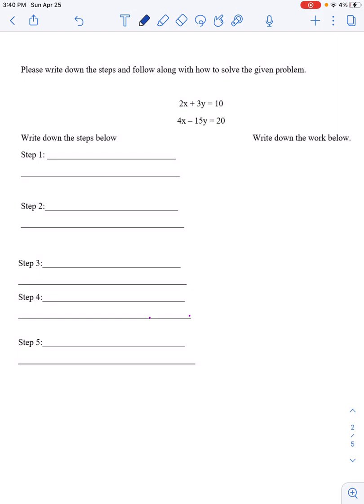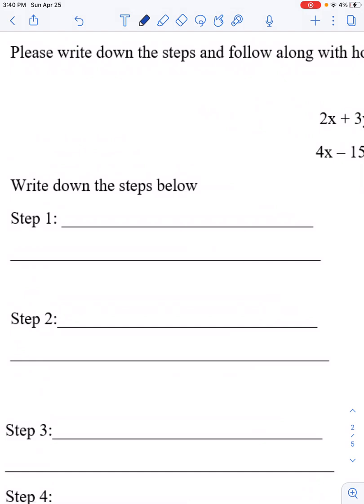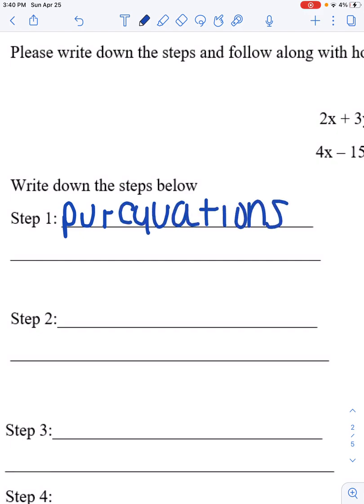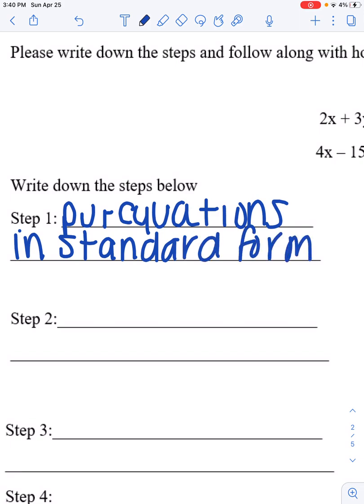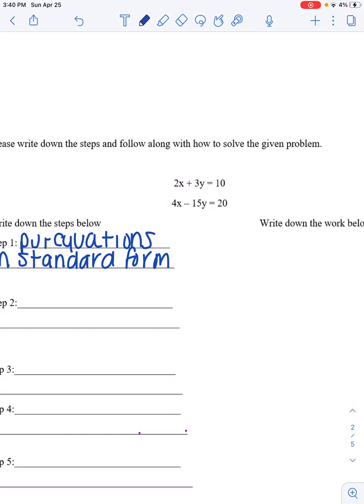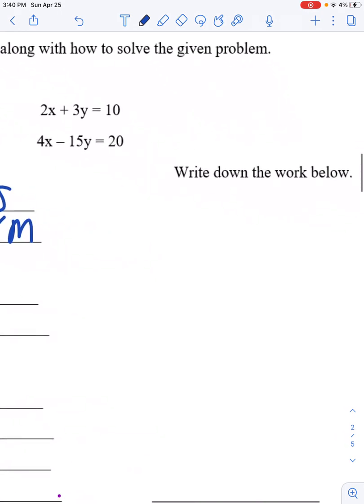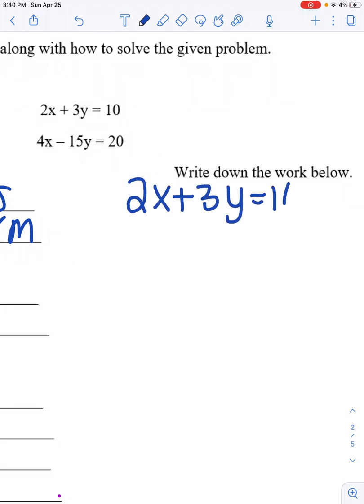So step 1, similar to step 1 from yesterday or today, is put the equations in standard form. Okay, if you remember what it means by standard form, I want all my x's lined up, I want all my y's lined up, and I want all my constants lined up. What's nice is this problem is already in standard form, so we don't have to do anything with that.